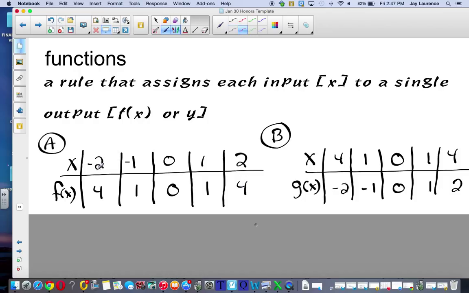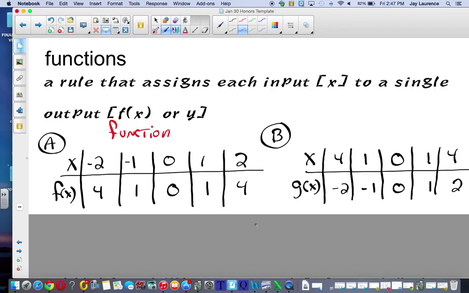Well, look at each input. Does it go to more than one output? If it does, then it's not a function, it's only a relation. I've got -2 only going to 4. I've got -1 only going to +1. I've got 0 going to 0. I've got 1 going to +1. And I've got 2 going to 4. So no member of the input goes to more than one output. This is a function.